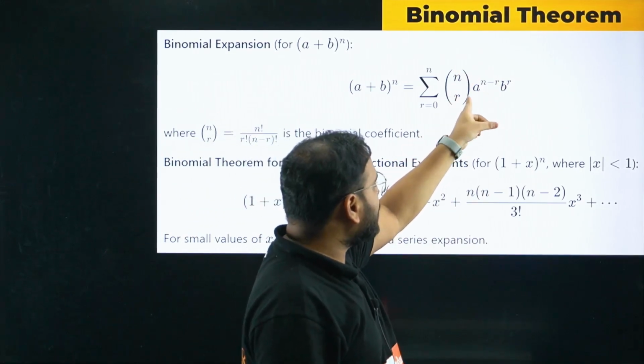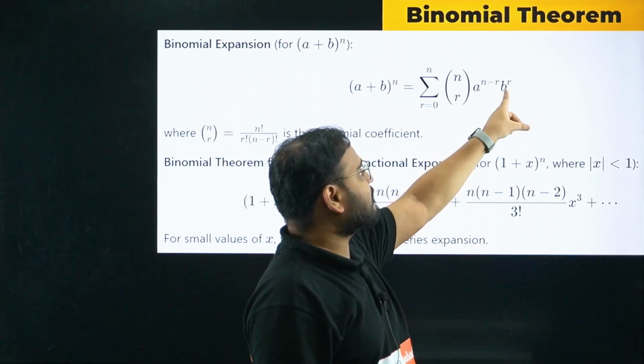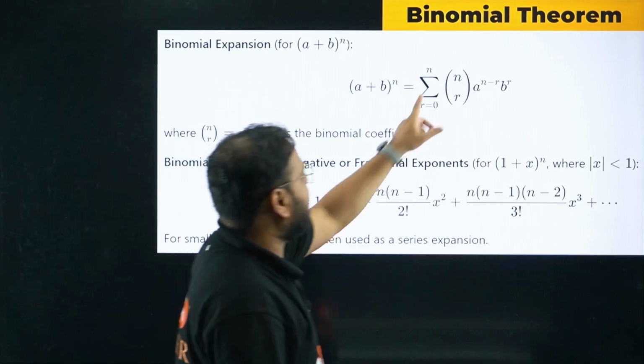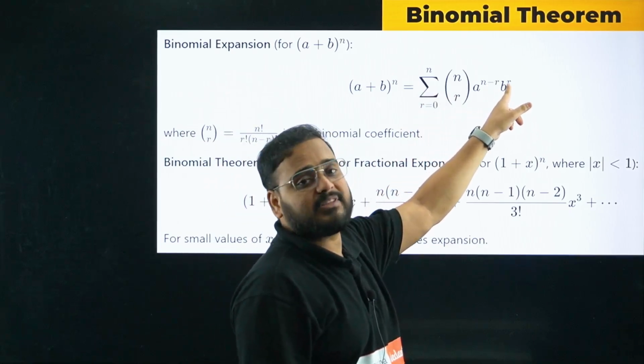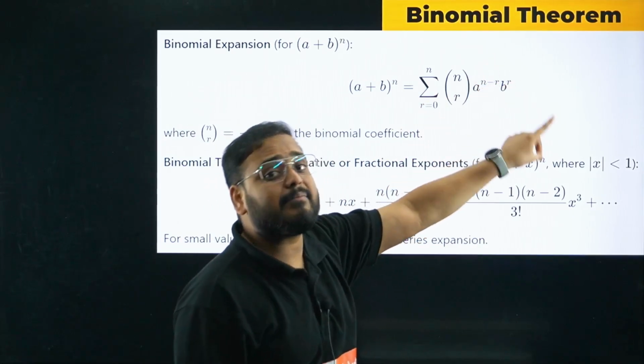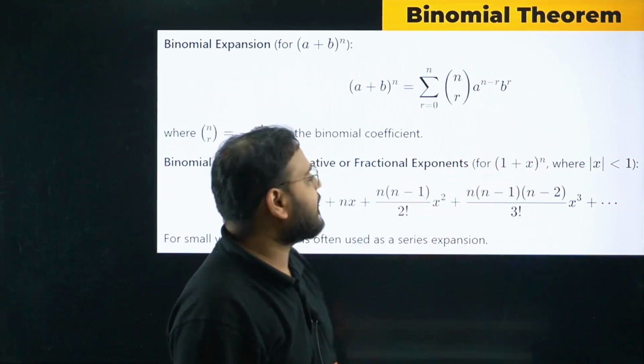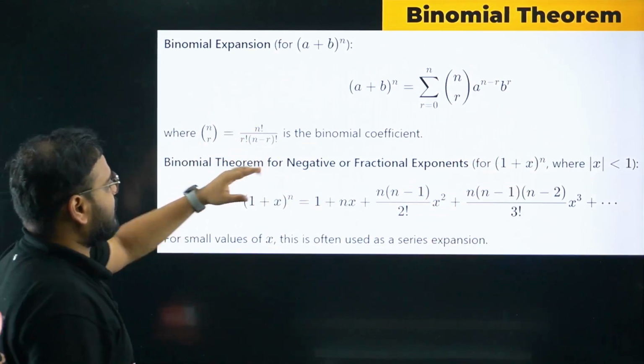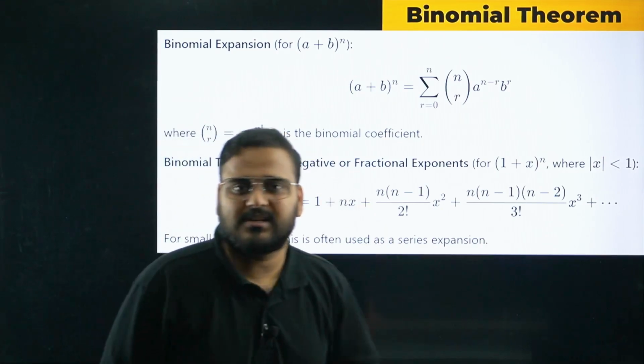So NC0 a power n times b power 0. It goes like that. The expression will be like this. What is the first term, bacha? NC0 a power n b power 0. Next term, bacha, NC1 a power n minus 1 b power 1. Like that it goes on. Chaliye. So this is n factorial upon r factorial into (n minus r) factorial. This is the formula of NCr only. Not much is there.